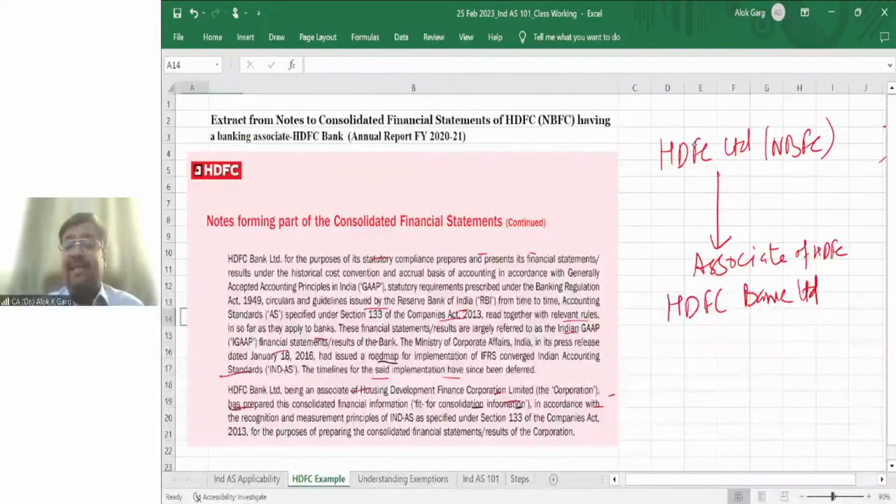So how is this HDFC Bank preparing its financial statement? Let's discuss. This is what I have extracted from the notes to the consolidated financial statement of HDFC, which has a banking associate HDFC Bank, right? And this is from their annual report 2021. See what they have written in the notes to accounts of HDFC Limited, not the bank, HDFC Limited, right?